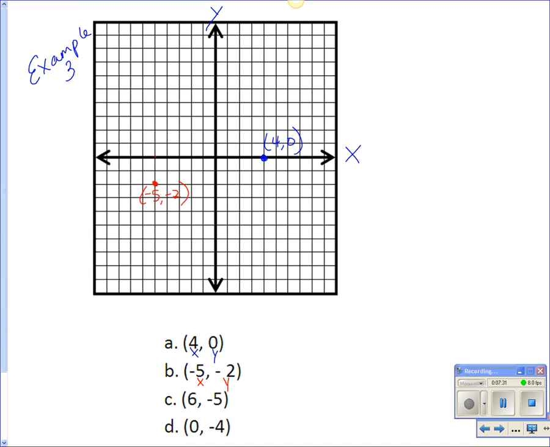Point C, 6, -5. 6 is positive, so I go right 6 and down 5. And I'm going to label that 6, -5. And the last point, label, label, label. X is 0, Y is -4. So I'm going to put -4 on the Y. So I'm going to go down 4. Label that 0, -4.